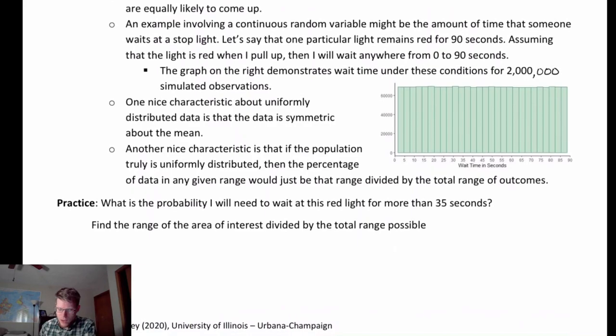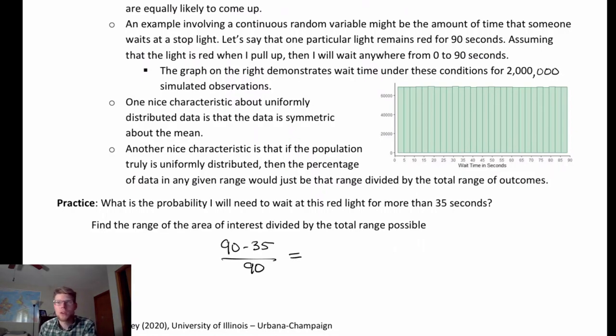So I have an example right here. What is the probability that I will need to wait at this red light for more than 35 seconds? We can calculate that by finding the range of the area of interest divided by the total range possible. So if I'm interested in the probability of waiting more than 35 seconds, I'm going to do 90 minus 35, divided by the total length of the range, which is just going to be 90.